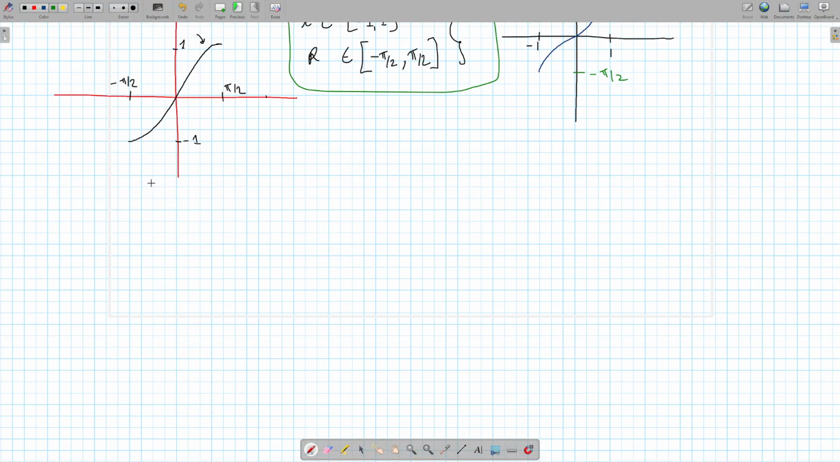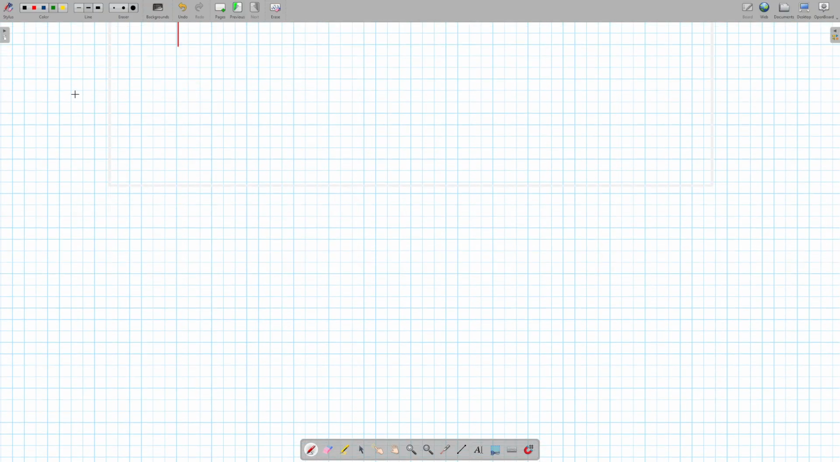How about cosine inverse? Let's take a look at cosine x really quickly. Cosine x looks like this, right? Let's see.